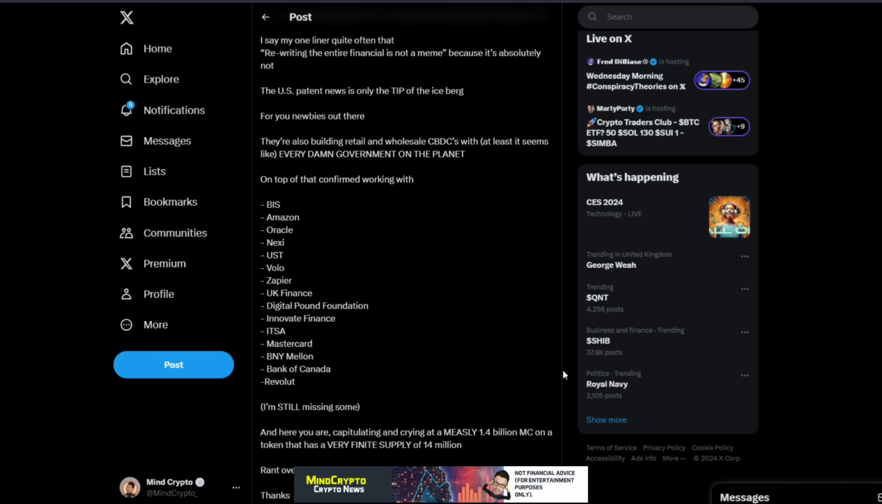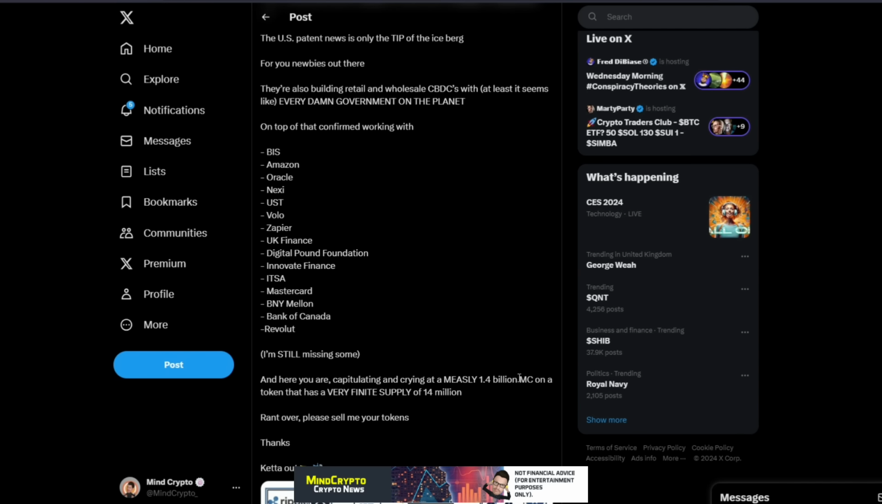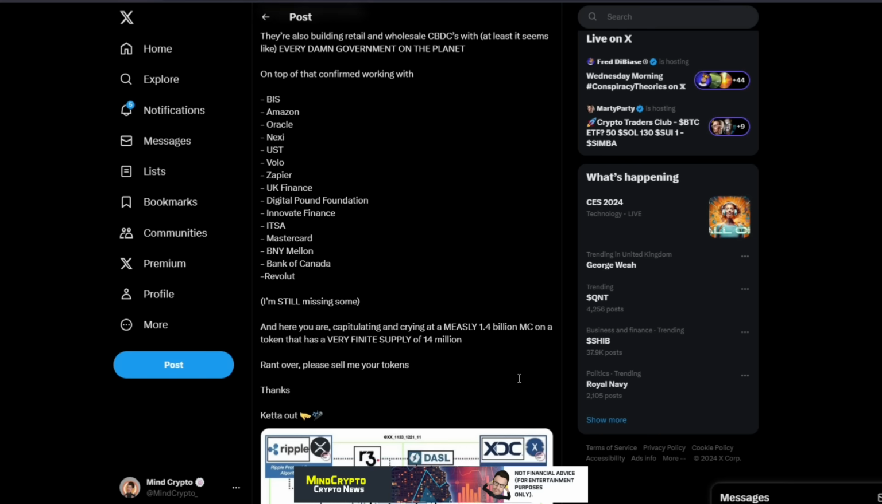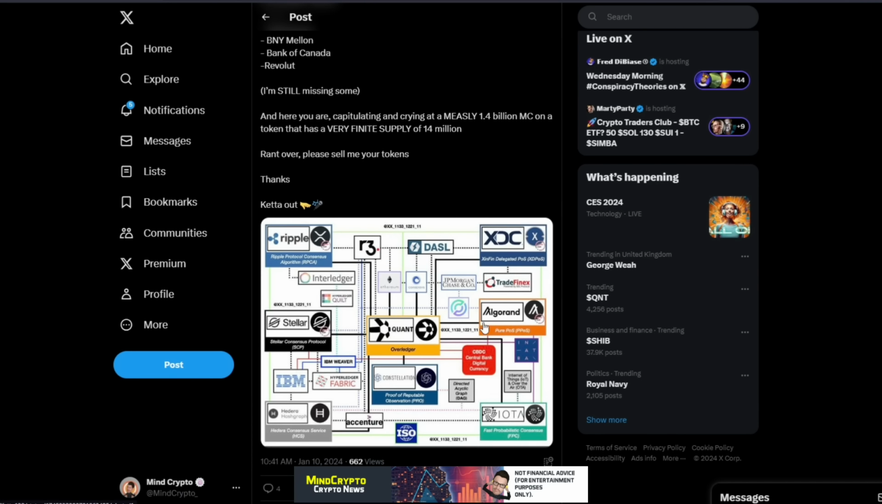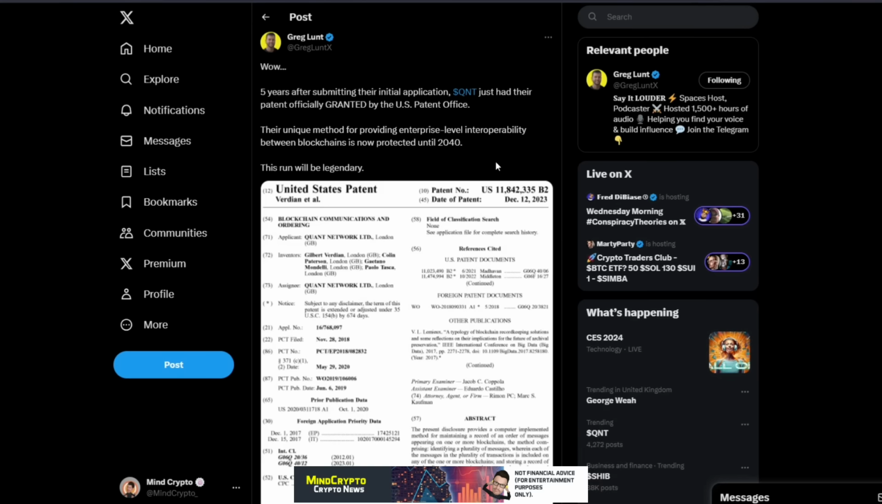And Keta goes on to say here, and here you are capitulating and crying at a measly 1.4 billion market cap on a token that has a very finite supply of 14.6 million tokens. And he says, rant over, please sell me your tokens. And hear, hear to that. Because as we see in this infographic that's been around for some time, Quant is at the center of everything. Interoperability is key.